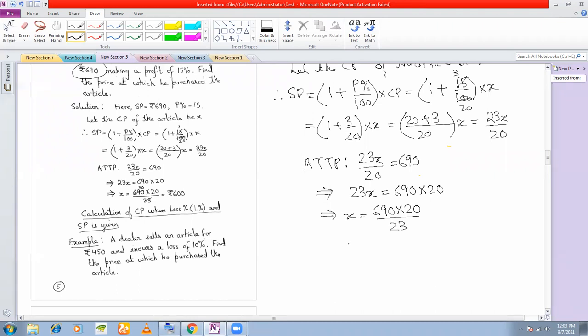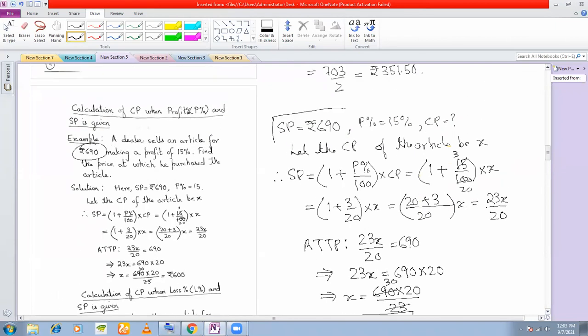Okay, so that means X is equal to, you can cancel here, this will cancel 30 times, get 600. So if you see, the shopkeeper bought it for how much? 600 rupees, and he sold it for how much? 690 rupees. Okay, so this is just going backward. In the earlier problem, the cost price was given, you are finding out the selling price. Here the selling price is given, you are finding out the cost price.